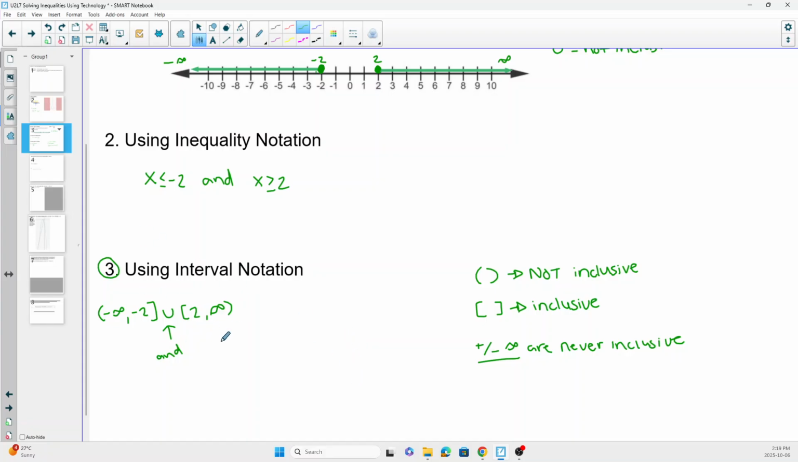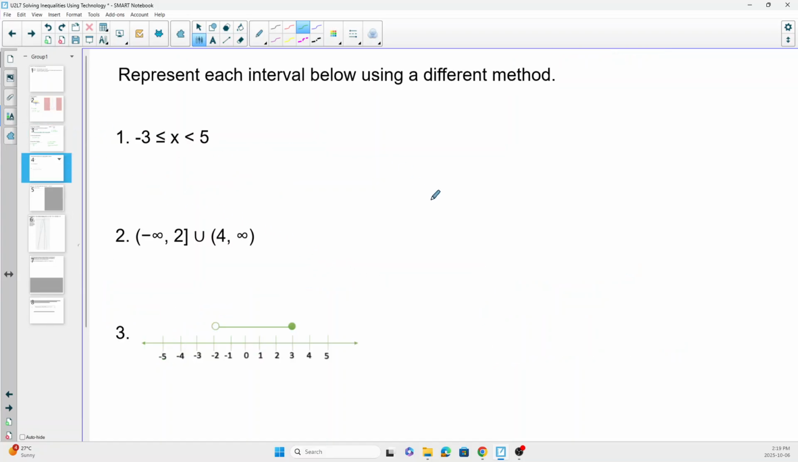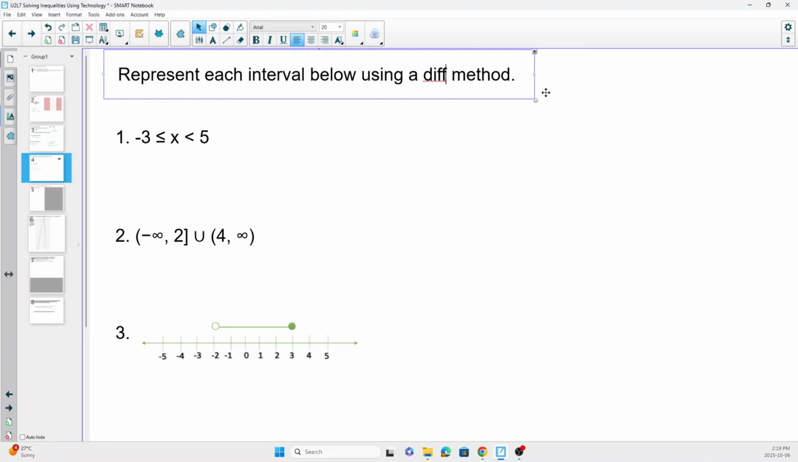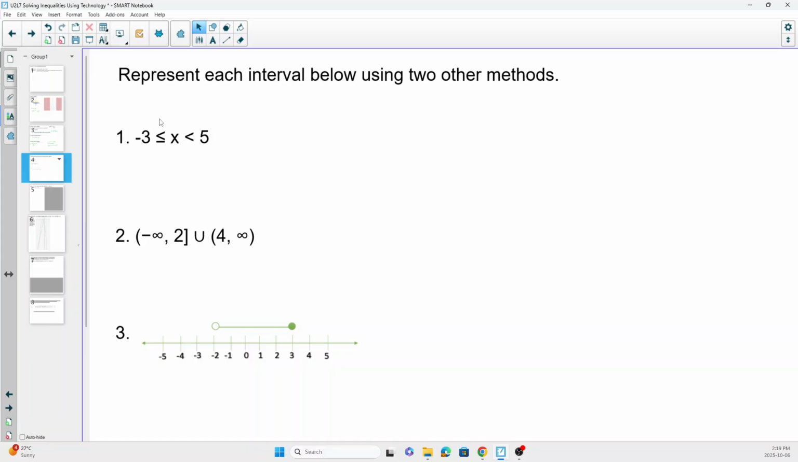So this is the notation that I would prefer you to use, and the one that I will be using to present these solutions moving forward. So right now, I would recommend that you pause this video and try this idea of interval notation on your own. It says represent each interval below using a different method, but I'm going to say using two other methods.